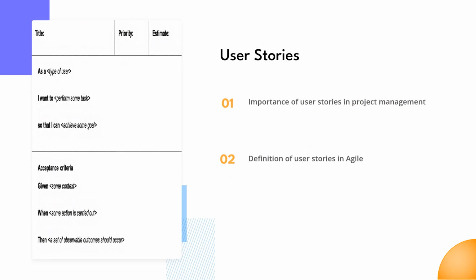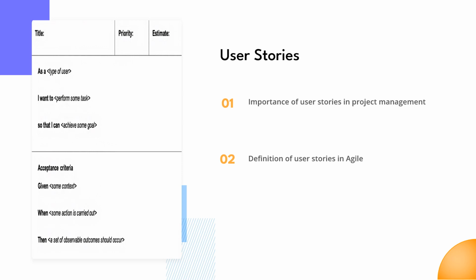User stories are a vital component of Agile project management, used to capture requirements and define the needs of end users or stakeholders. User stories provide a concise way to describe functionality in a customer-centric manner, promoting collaboration, prioritization, and incremental development. Here's an overview of user stories in Agile.